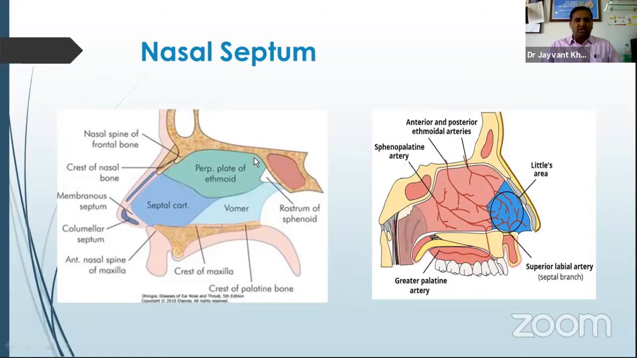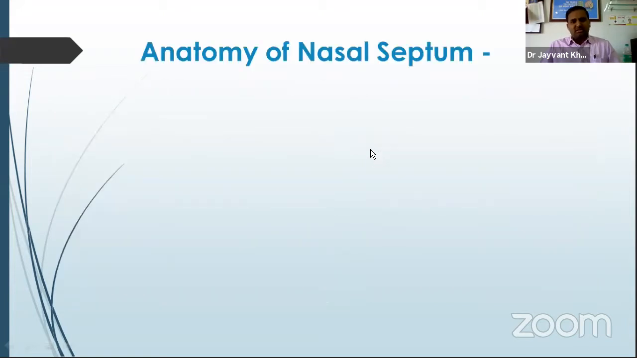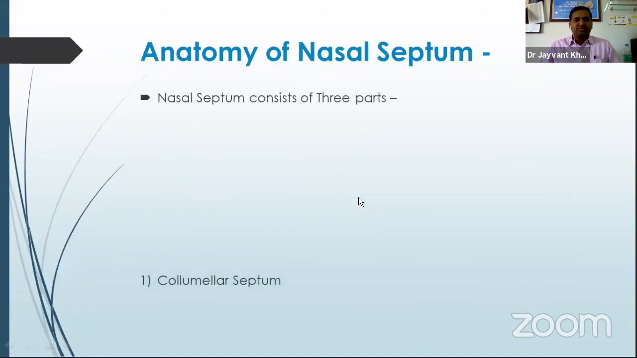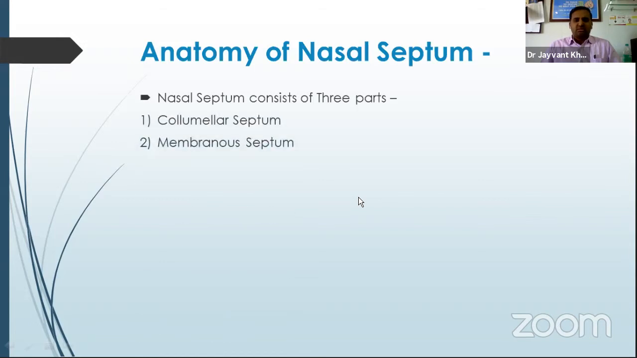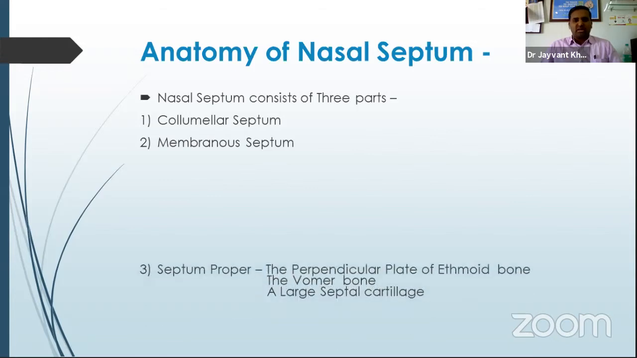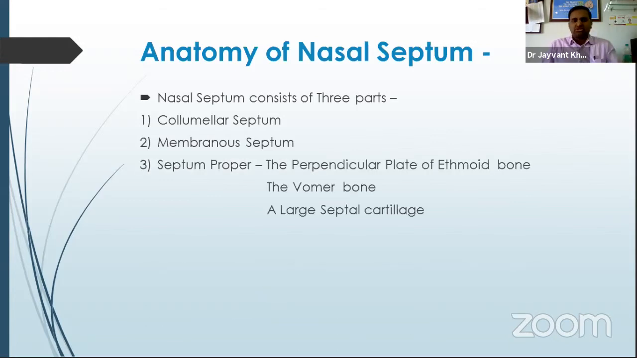Okay. Again, there is revision. Nasal septum consists of 3 parts we have seen earlier. One, columnar septum. It is important for the incisional or operative purpose. Membranous septum is also clinically important, and afterwards septum proper is also clinically important. We will talk later about these parts in the operative procedure.